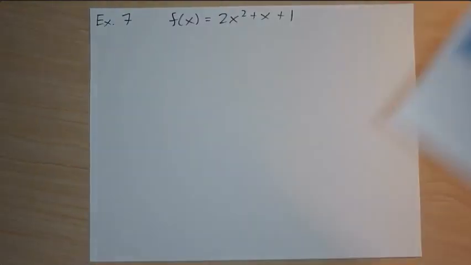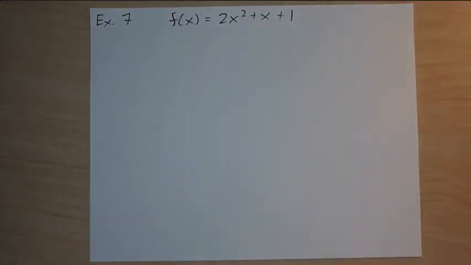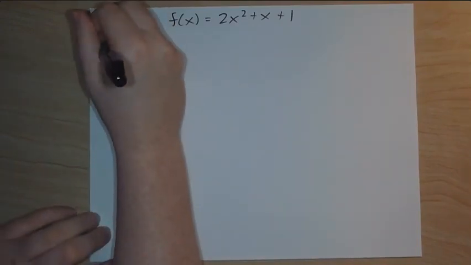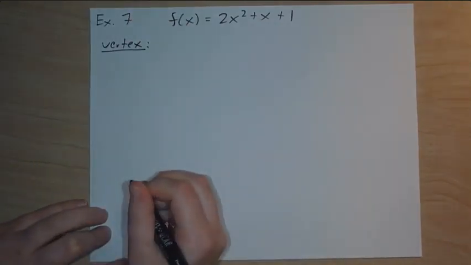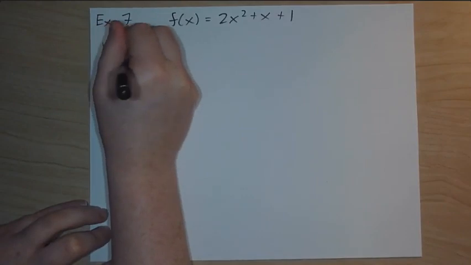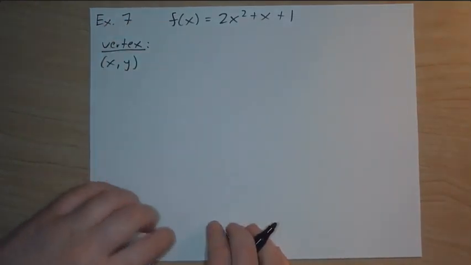Lab 20, example 7. We have the function f of x is equal to 2x squared plus x plus 1. We want to find the vertex, the x-intercepts, the y-intercept, and the range. So jumping straight into it, we want to find the vertex first. The vertex is going to be a point, so it's going to have an x and y value.